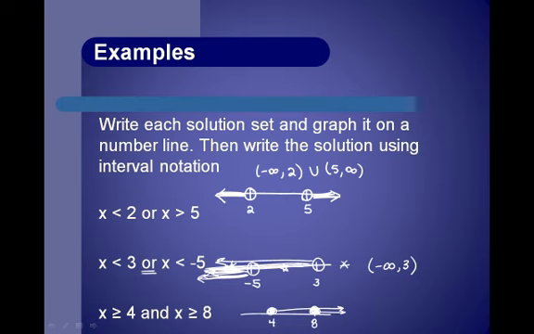Now because this is an AND, notice no point in here is going to satisfy both of them. A point between 4 and 8 only satisfies the first one. So because it's an AND, we're only looking at this last piece over here. So the interval notation means it starts at 8 and ends at infinity.